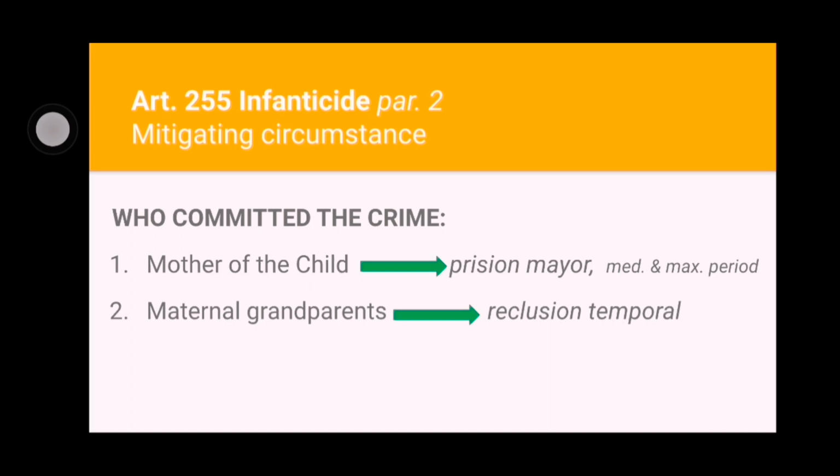Article 255 also provides that the penalty for infanticide is the same as with parricide and murder, and that the penalty for parricide and murder is reclusion perpetua to death. Take note that when there is a mitigating circumstance, the penalty is decreased. If the infanticide is committed by the mother of the child, the penalty would be prisión mayor in its medium and maximum period. If infanticide is committed by the maternal grandparents of the child, they will suffer the reclusion temporal.